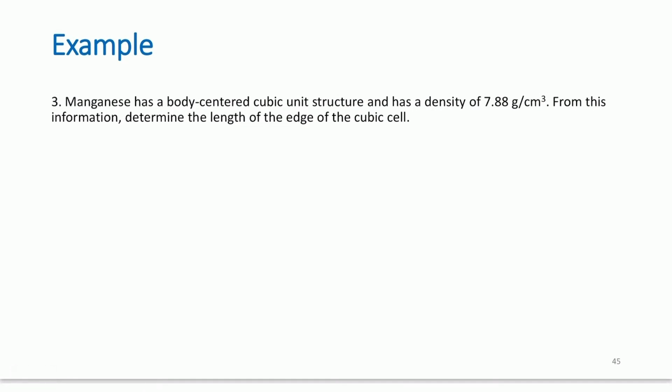Manganese, Mn, is a body-centered cubic. So again, body-centered, BCC, 2 atoms per cell. It has a density of 7.88 grams per centimeter cubed. From this information, determine the length of the edge of the cubic cell.